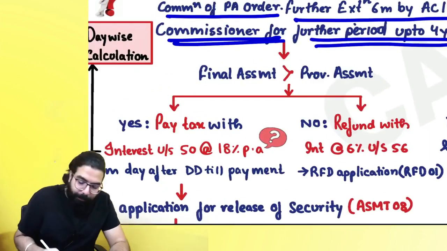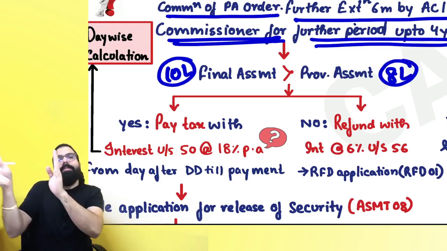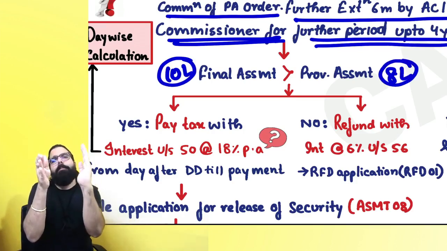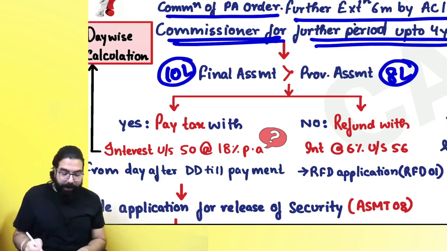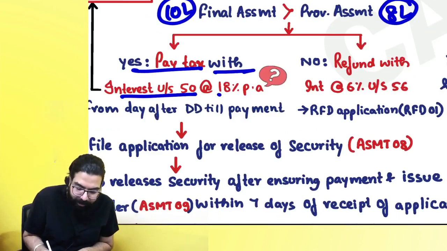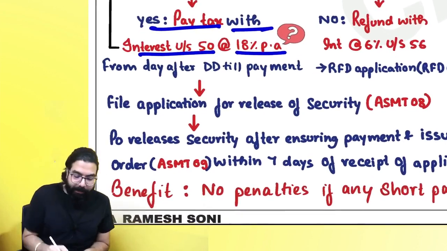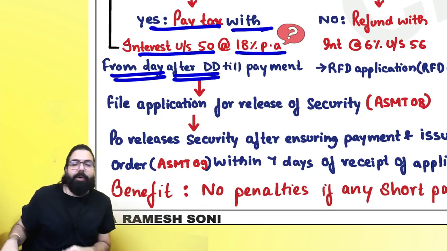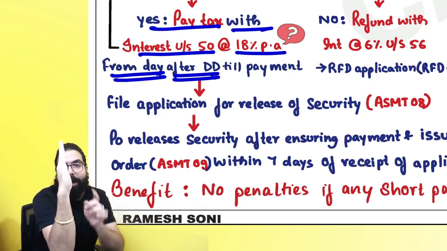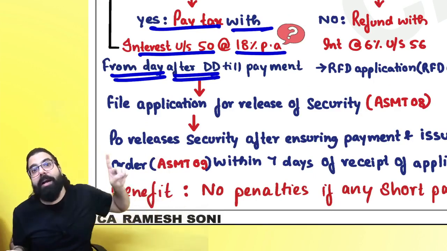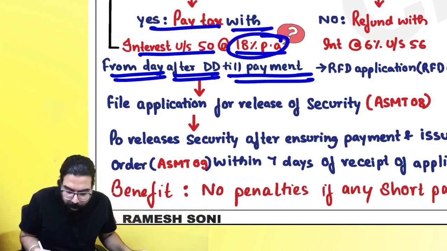In the final assessment, suppose the officer tells you to pay 10 lakh rupees, but provisionally you had paid 8 lakh rupees. For example, for April month's sale, by 20th of May I paid the tax provisionally. Later on, on finalization, if I have to pay any additional tax, then I'll have to pay it along with interest under section 50, which is how much, everyone? 18%. And this will be from the day after the due date. For April month's sale, I have to pay by 20th May, so from 20th May the interest will start, and I'll have to pay 18% interest till the date of payment.